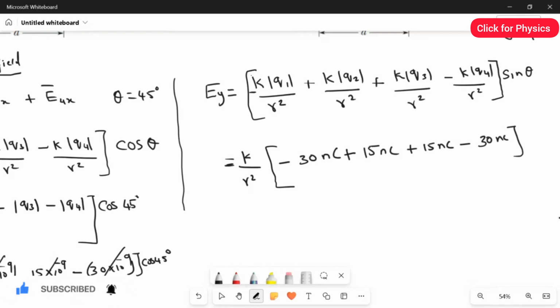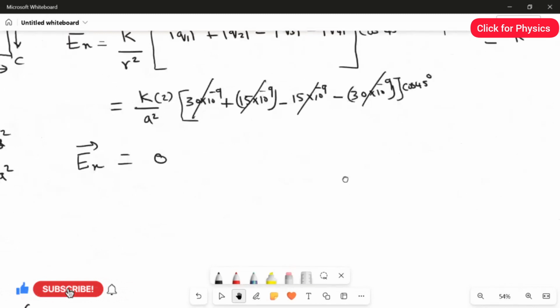Now we can cancel the like terms. Is there any like term? No like term. So we have to add, and also we have to include sine of 45 degree. Clear? And we have to substitute the value of r, as we already found the answer for r. So k, and the r value is a over root 2. If you want, I can go back and show you the value of r, which we already calculated.